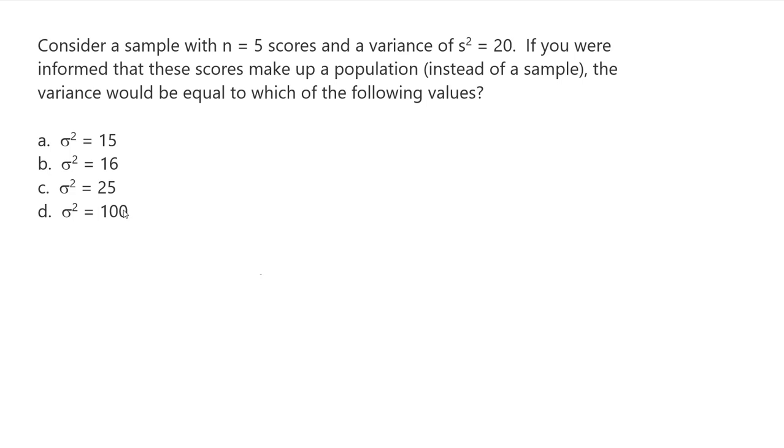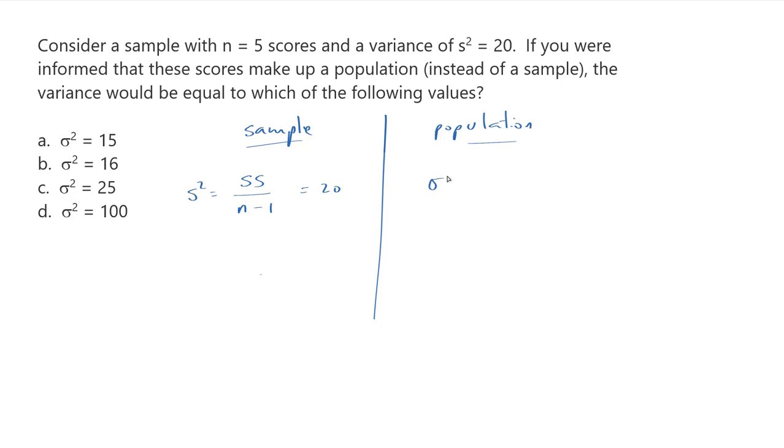Okay, so in this case, we have to have a look at the formula for variance and how that differs between a sample and a population. So, when I'm dealing with a sample, my variance is calculated this way. It's the sum of squares over little n minus 1. And we know that this resulted in the value 20.